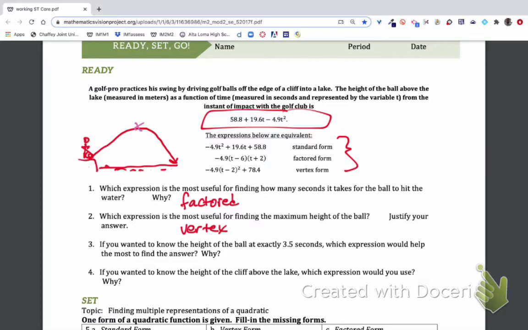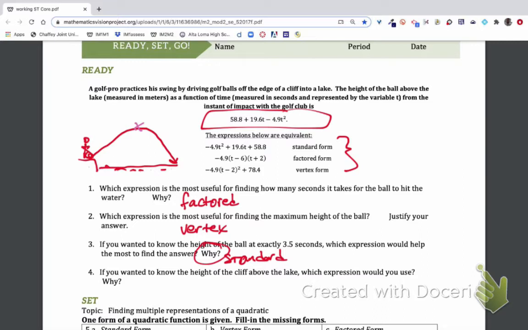Now, if we wanted to know the height of the ball in exactly 3.5 seconds, which one would help the most to find the answer? For this one, you can justify whichever one you want. For me, I believe that standard form would be the most efficient because I can plug it in, multiply, and call it good. Now you may think factored form would be easier. That's fine. You may think vertex form is easier. That's fine. The biggest thing about it is looking for that why.